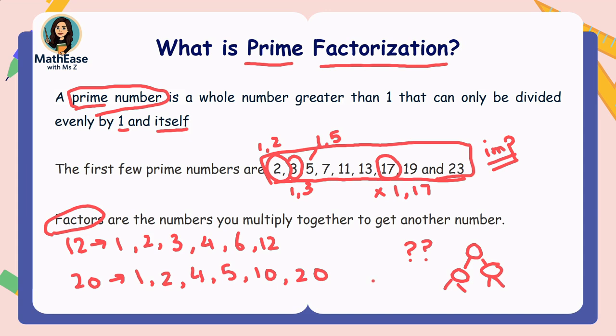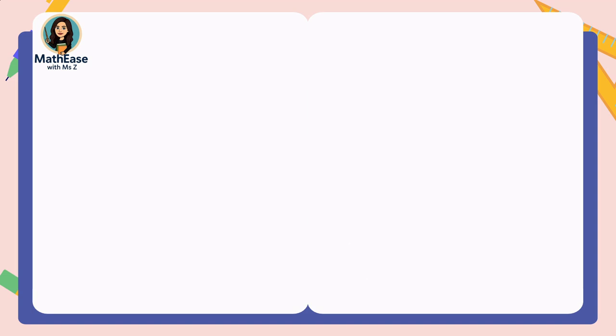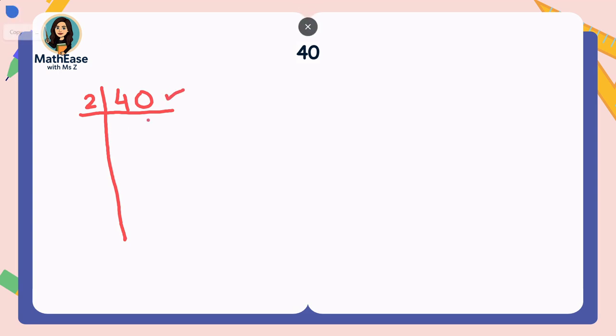So let's try understanding the idea of prime factorization with an example. Let's begin with the number 40. Write down the number and make lines like this. We're going to start by dividing it with the smallest prime number that it can be divided by, which, if you remember, is the number 2. You can only divide a number by the number 2 if it's even. And in this case, 40 is even, so we're going to divide it by 2.